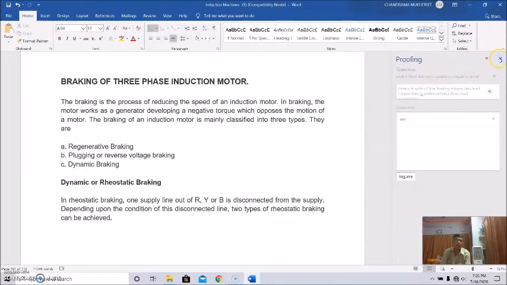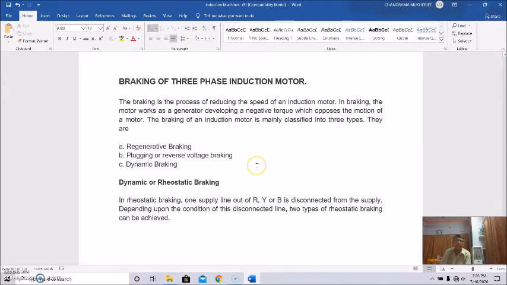In our last discussions of this electric machine class, we have covered the different methods of speed control of induction motor, starting from pole changing, rotor rheostat control, different methods of injecting slip frequency power to the rotor circuit, and then slip power recovery scheme, etc. We have discussed.